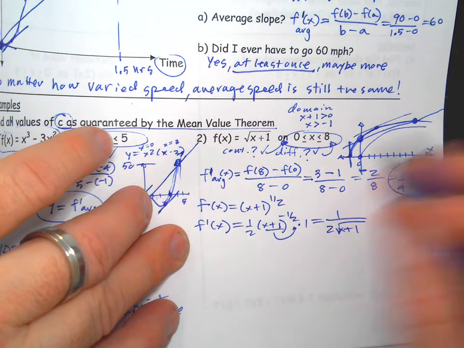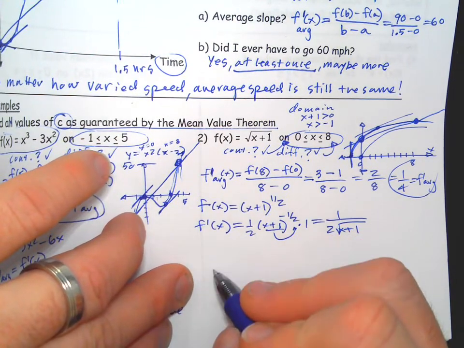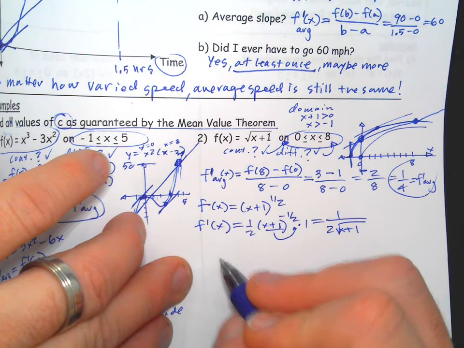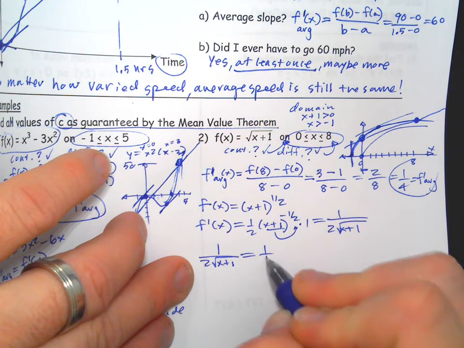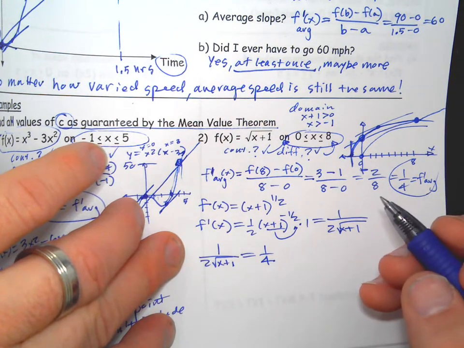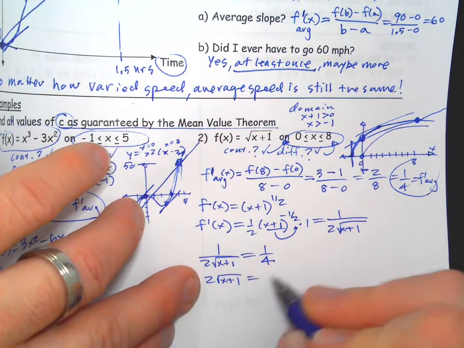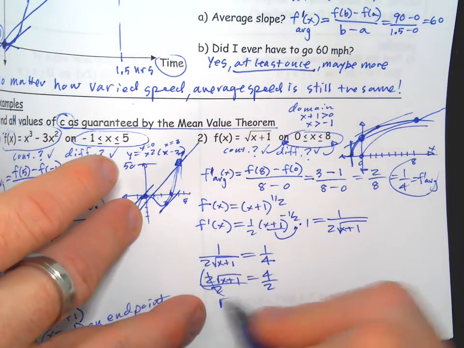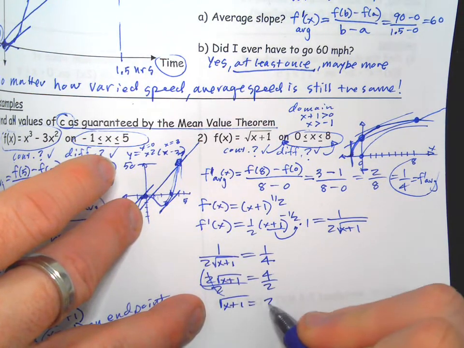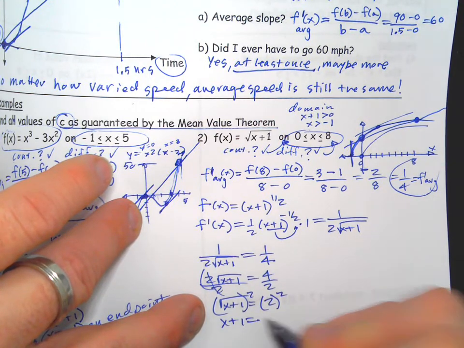But if it was in the middle of what we were trying to do this. So we're going to set f prime average equal to f prime. So 1 over 2 square root of x plus 1 equals 1/4. And we're going to solve it. A trick I like to use is I like to flip both sides upside down, and then we can divide both sides by 2. And then we can square both sides. And then we can solve and we get 3.